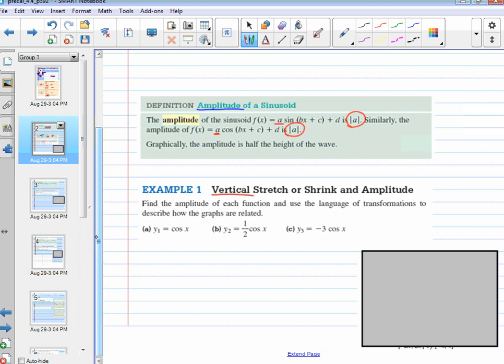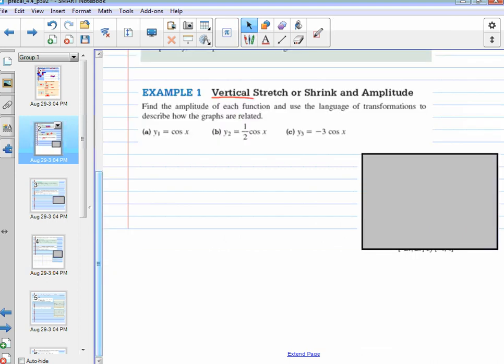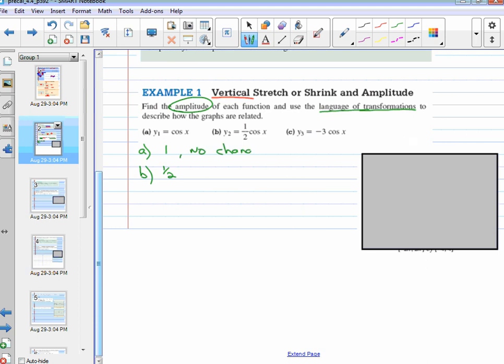So it says find the amplitude of each function, use the language of transformations. The language of transformations: it's been vertically stretched, it's been vertically shrunk, to describe how the graphs are related. Tell me the amplitude of A, y equals cosine of x. Amplitude is 1. B, what's the amplitude of this one? 1/2. Now, this one has no change to it. That's just the parent function.